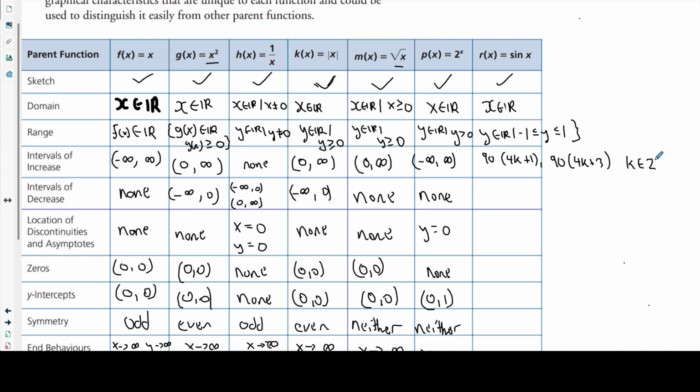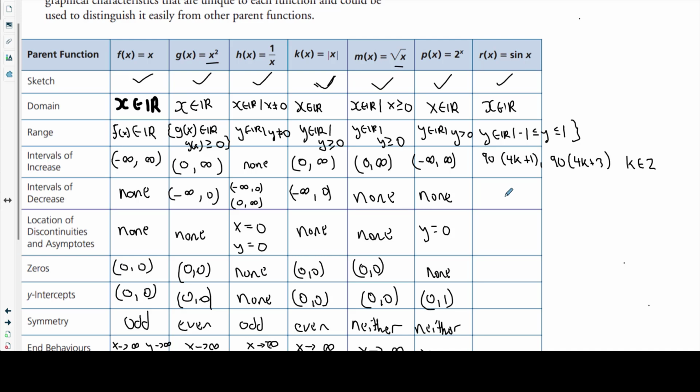And k belongs to Z, which is integers. So k can only be values like 1, 2, 3, 4, 5, 6, and negative values, because it's an integer. And this is a little bit more difficult, so we will elaborate a little bit more later on.